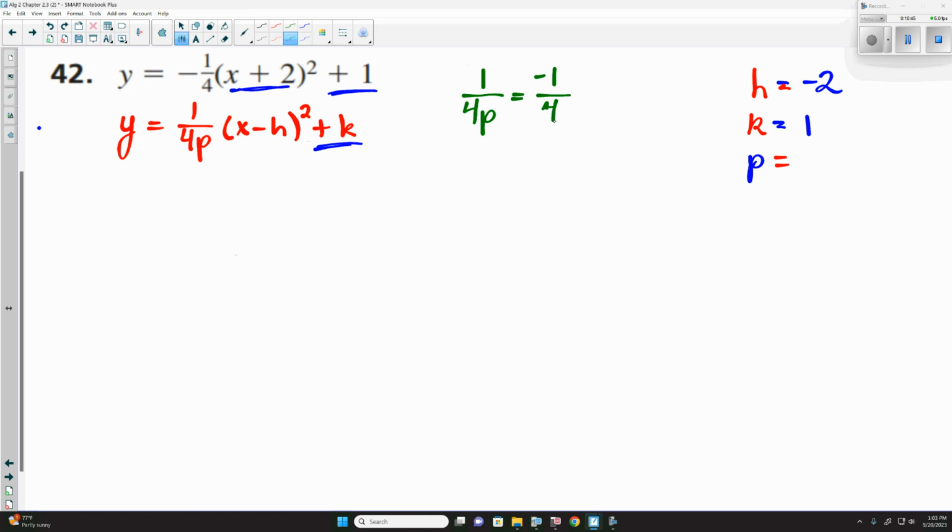Questions on how we found h, k, or set up our equation to find the value of p? Our 1/4p equals -1/4. So when we look at this general equation, the 1/4p is where the p value is located, yes? What is the corresponding spot on our equation? -1/4. So we're saying whatever the value of p is, when we plug it into 1/4p, should give us -1/4. -1/4, yes.